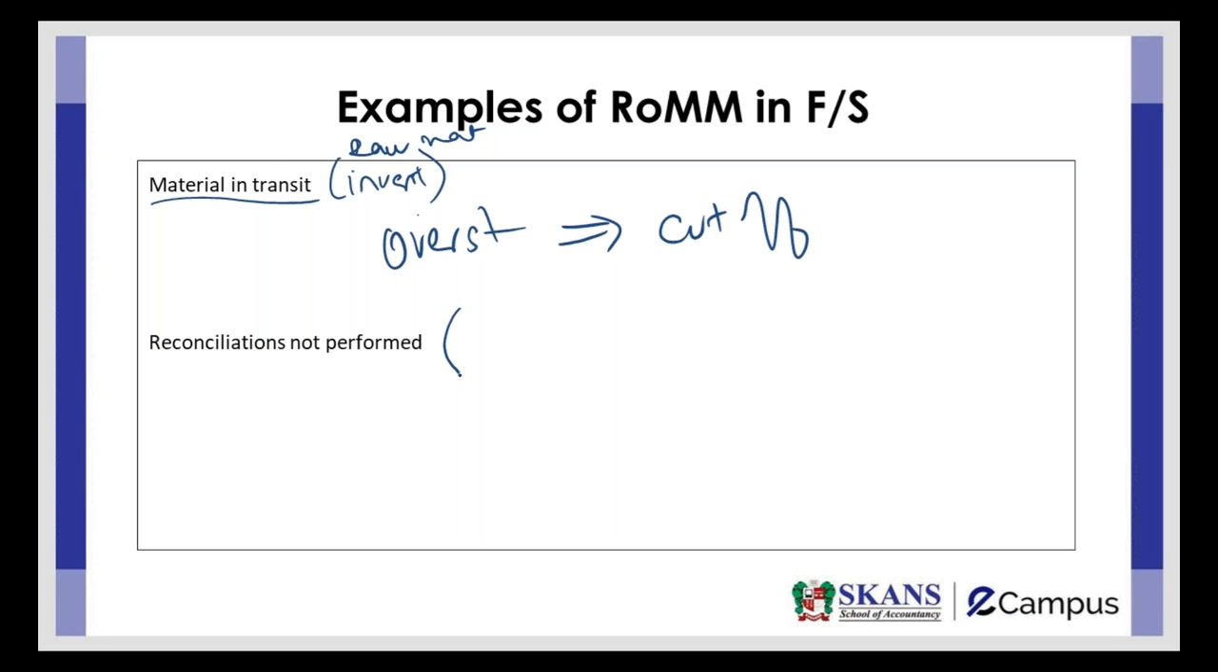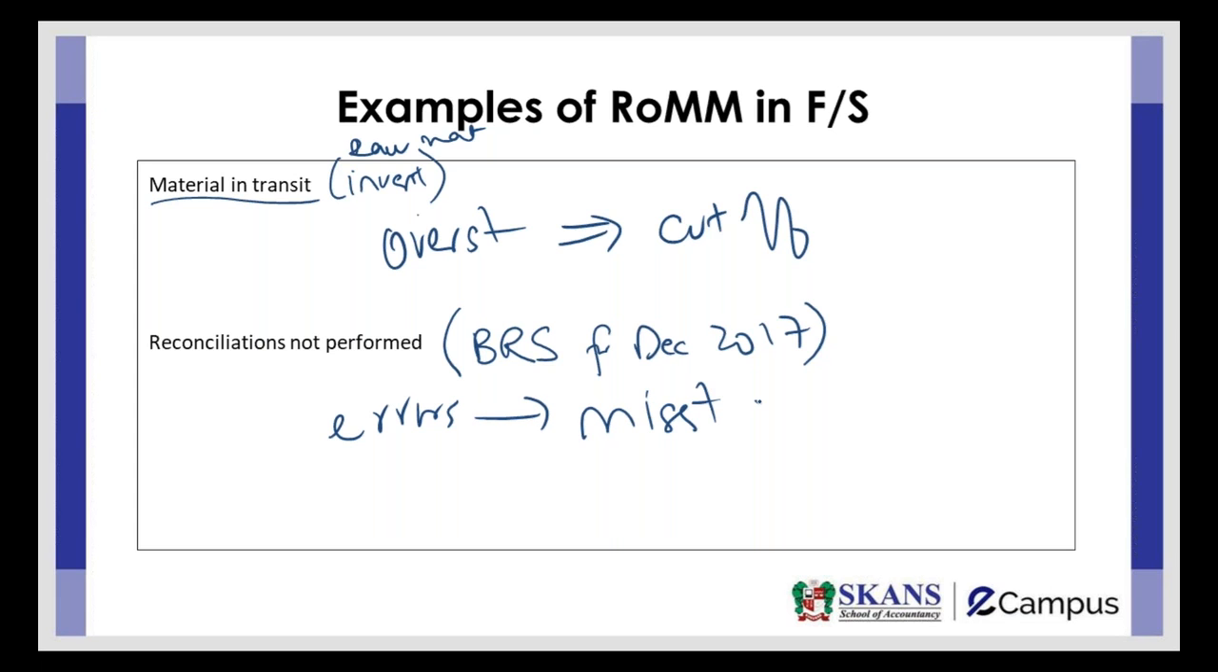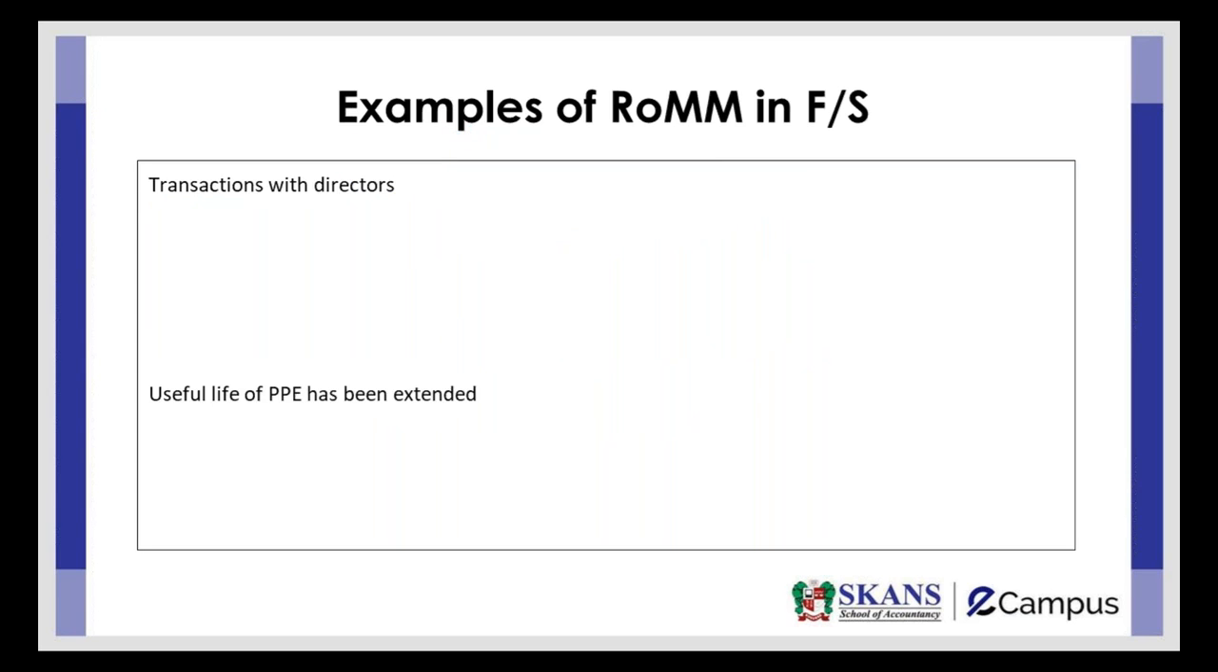Again, I'm going to be very specific. The bank reconciliation statement for December 17 has not been performed, guys. So I did it for the remaining 11 months, but there was no reconciliation for the month of December. What is the risk? Misstatement, very well done. An increase in errors, and therefore my bank balance or my account balance in the SOFP could be misstated. Very well done.